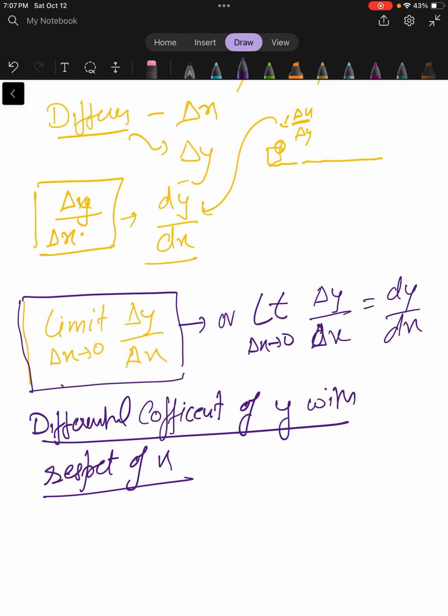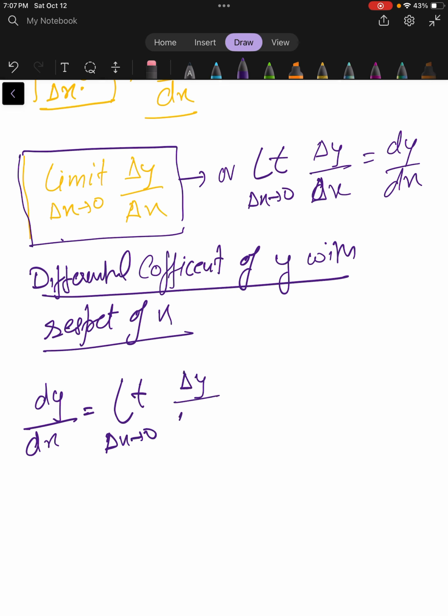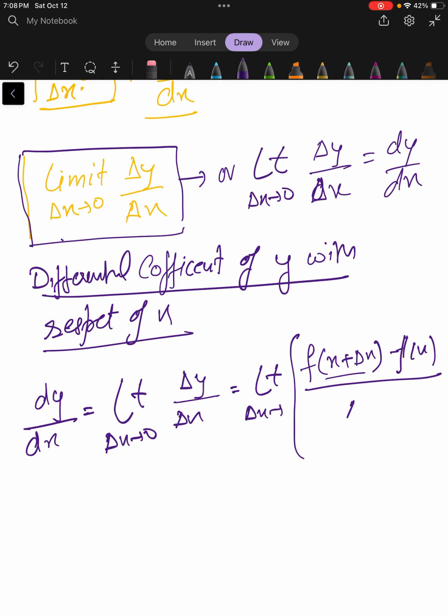Okay, so now we'll come to one more form of the equation over here. We'll write here dy upon dx is equal to limit of delta x tends to 0 of delta y upon delta x, and this is equal to limit of delta x tends to 0, where we are writing in the form of functions. So we have a function f of x plus delta x, we said a function with a small change, minus function f(x), divided by delta x. This is the form in terms of limits.